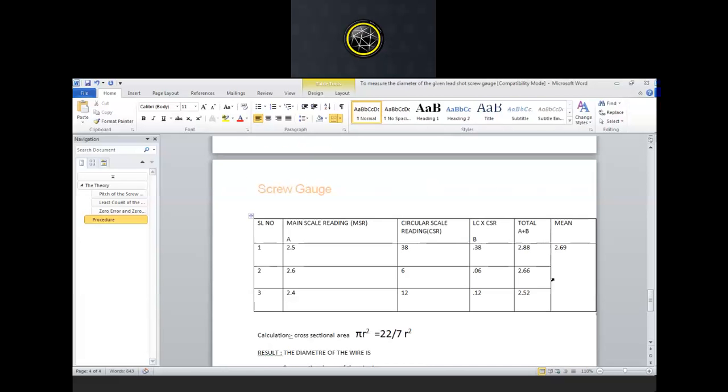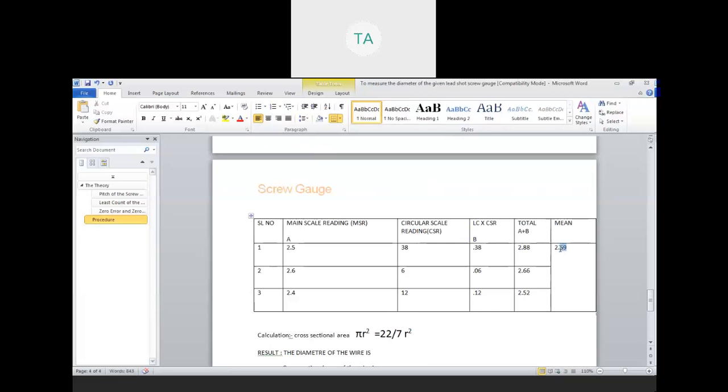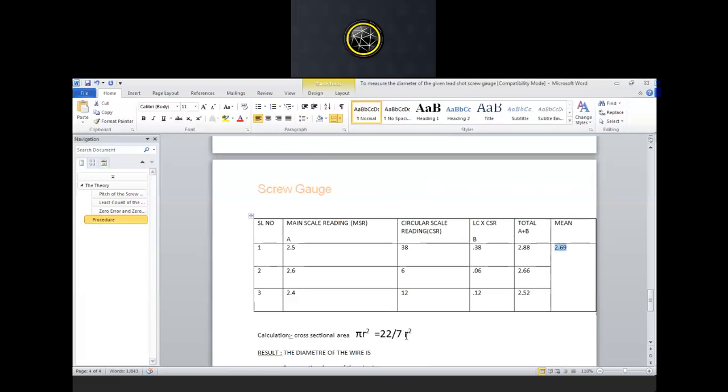Okay. It will be the diameter of the wire. To calculate R, the radius, we have to divide it by 2. Then put here. Pi means 22 by 7 and R means we have to divide 2.69 by 2. We will get R and put here. That means pi R square. We have to put R square.